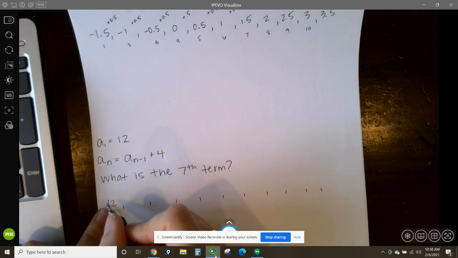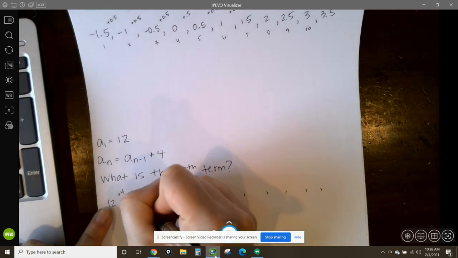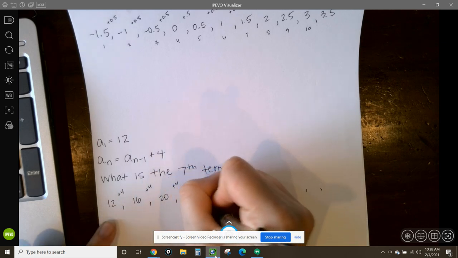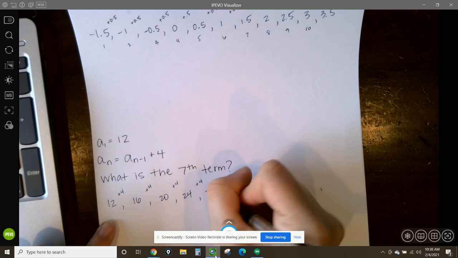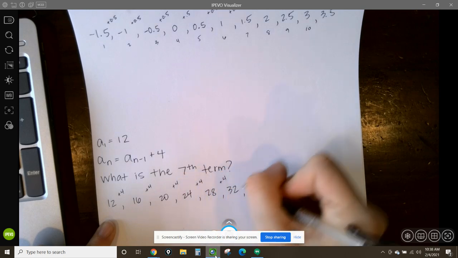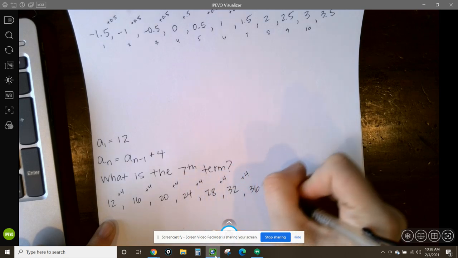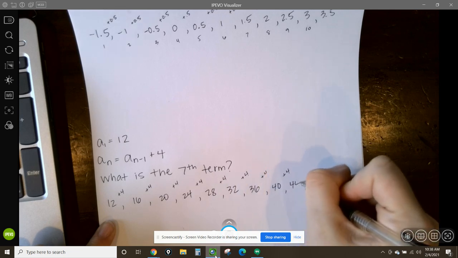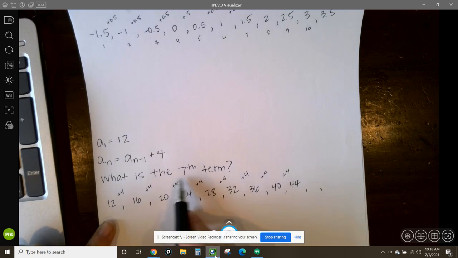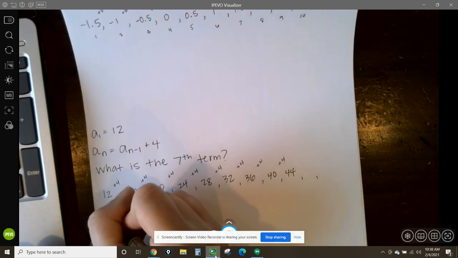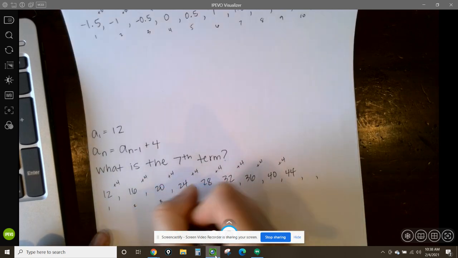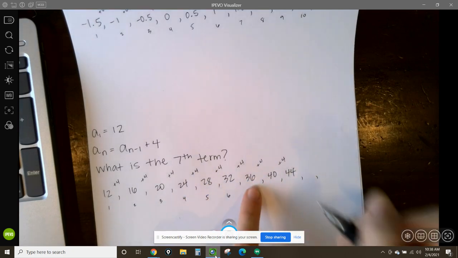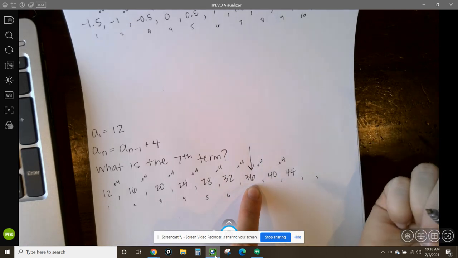The first term was 12, so I'm going to add 4 and get 16, add 4 and get 20, add 4 and get 24, add 4 and get 28, add 4, 32, add 4, 36, add 4, 40, add 4, 44. We're looking for the 7th term this time, so let's see how far we've gone. First term, second term, third term, fourth term, fifth term, sixth term, 7th term. So right here, 36 is the 7th term.